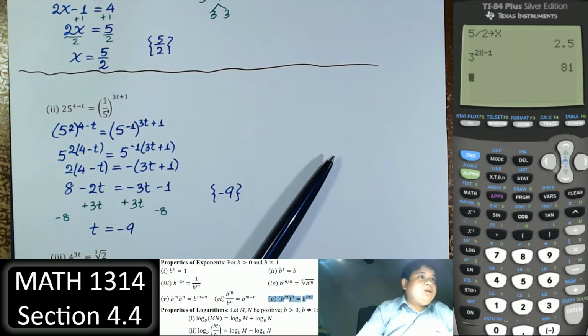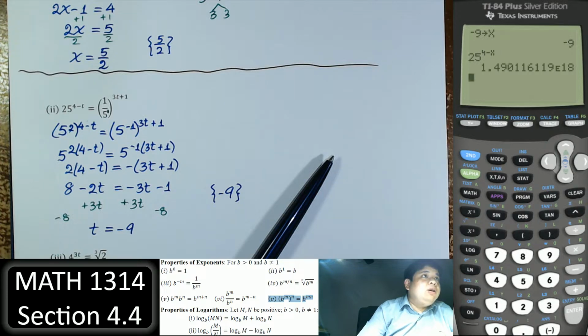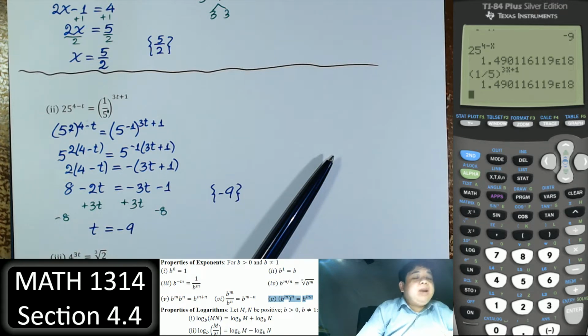So we check our answer. Negative 9. On one side we have 25 to the 4 minus t, and the other side is 1/5 to the power of 3t plus 1. Yeah, they're equal.